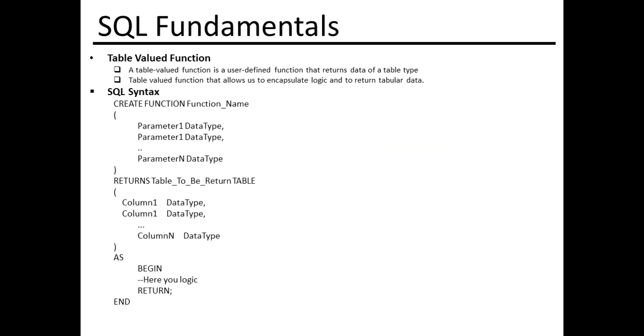SQL syntax. First, CREATE FUNCTION, then the function name, and then if we have any parameters, like here parameter1 and its data type, parameter2 and its data type, and similarly parameter n and its data type, and then RETURNS TABLE. Here column1 DataType, column2 DataType, and column n DataType, AS BEGIN, and then your logic, and then it returns the tabular data.